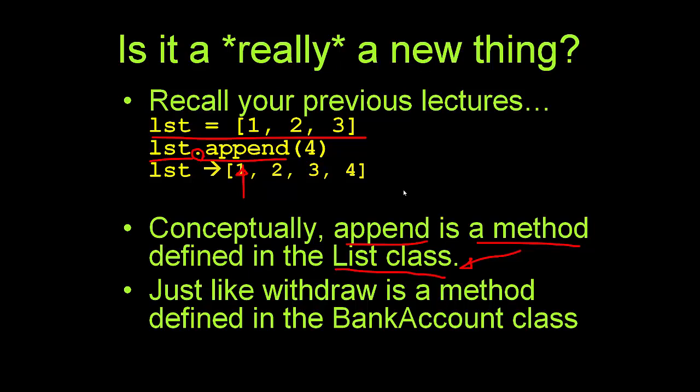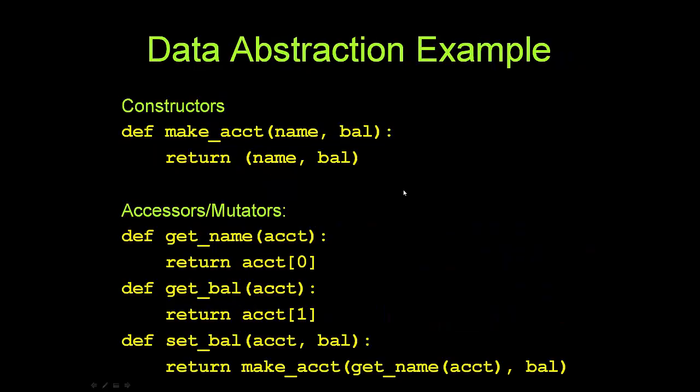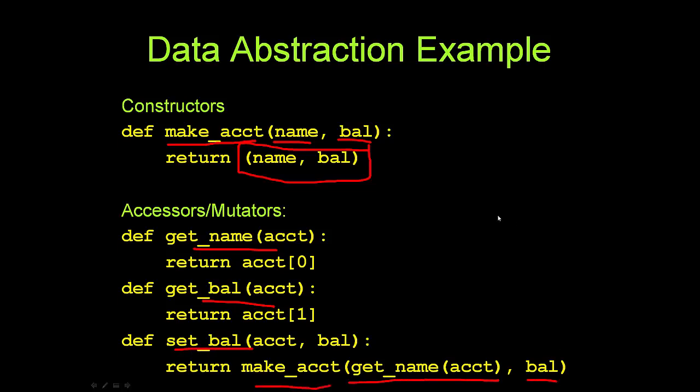Let's take a look at how to connect what we just saw with what we've learned before. In the past, when we learned about data abstraction, you might do the following. You may create an account, give it a name and a balance, and then you return this tuple, that is a name and the balance. Then you have this bunch of functions which allow you to access and mutate the account, like get name, get balance, and set balance. For set balance, we get the name from the account, make a new account, and then set the balance.